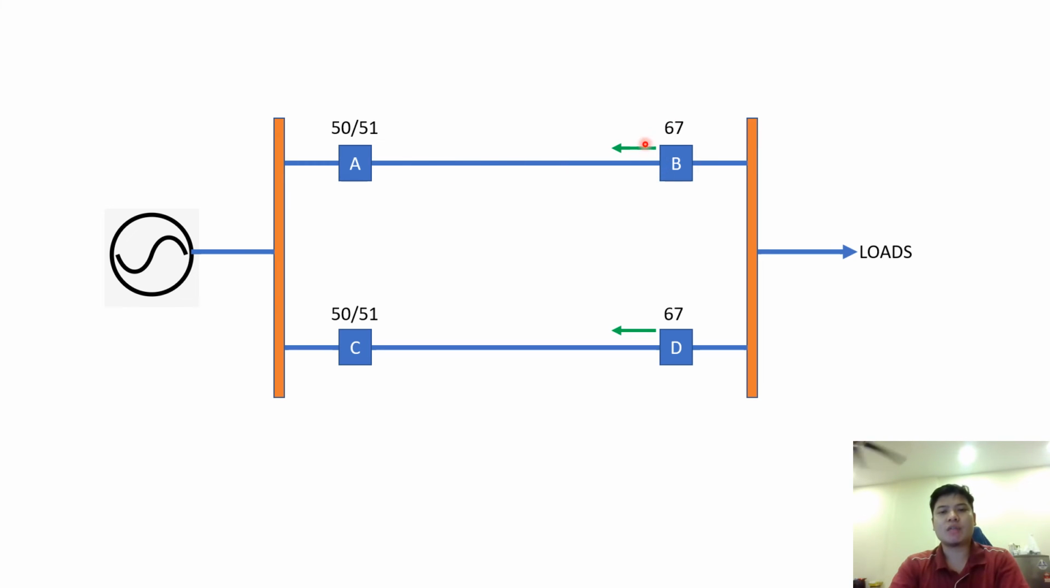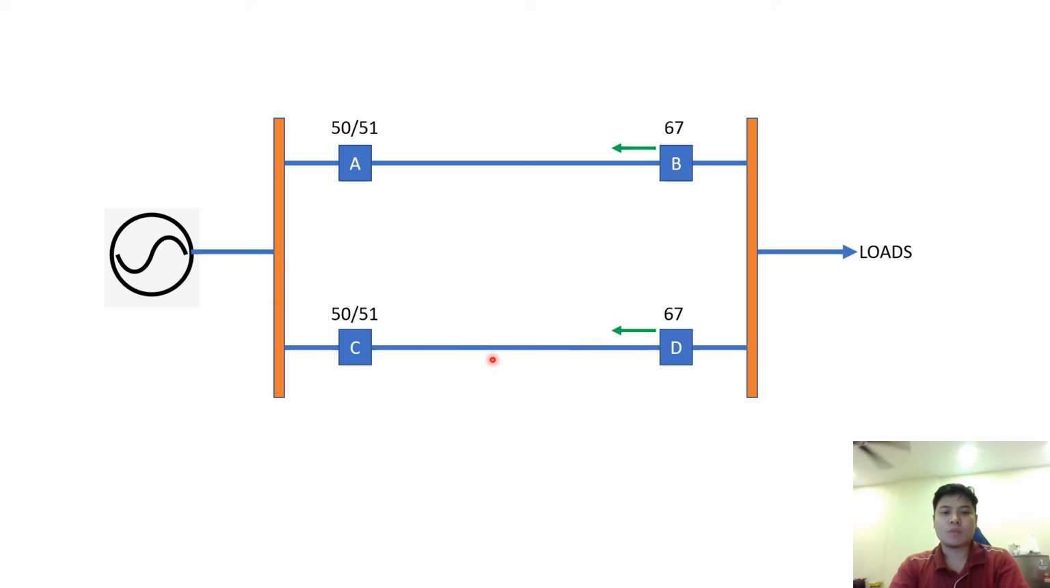67 is also an overcurrent relay, but it will not trigger until the current flows in the same direction as shown by the green arrow. For example, just now the fault current flows from point A to point B, but the relay at point B will not operate because it only picks up; the direction is not as per the green line. But the moment the current flows in the green direction, that is where 67 will pick up and trip.